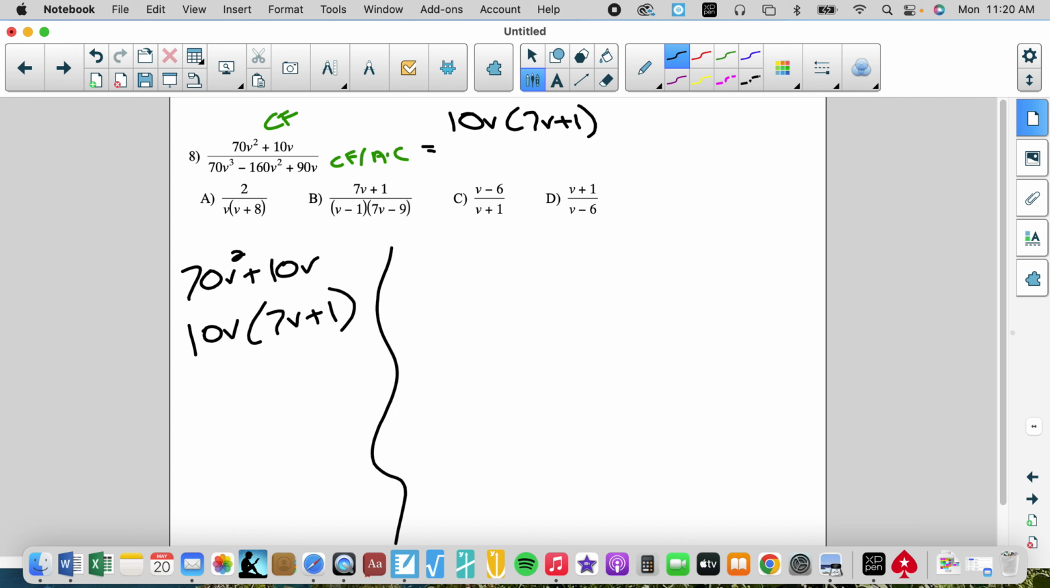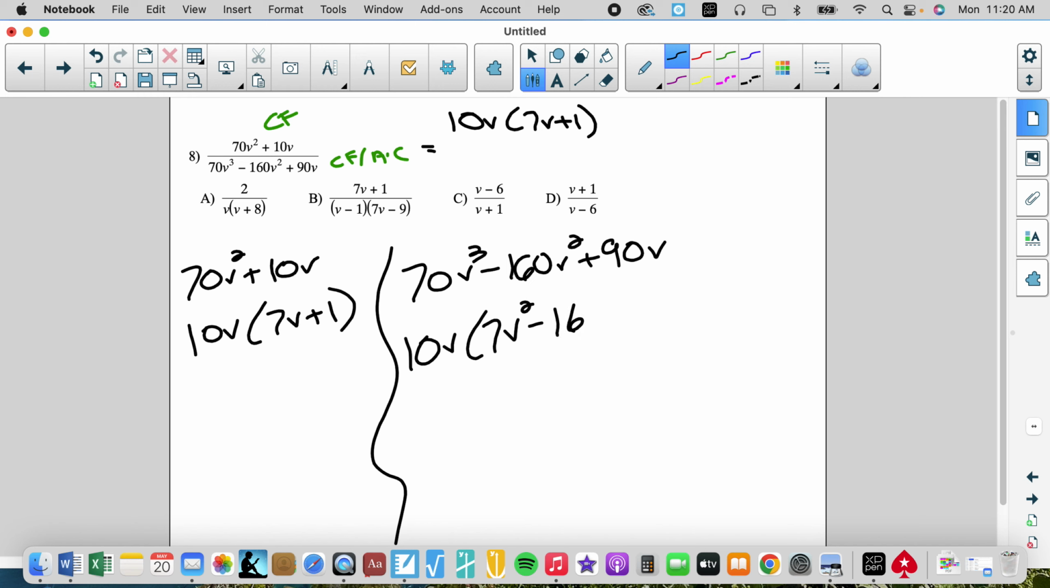Let's look at the denominator. 70v cubed minus 160v squared plus 90v. So I can take out a 10v. That leaves us with 7v squared minus 16v plus 9. And now let's do a times c. A is 7, c is 9.